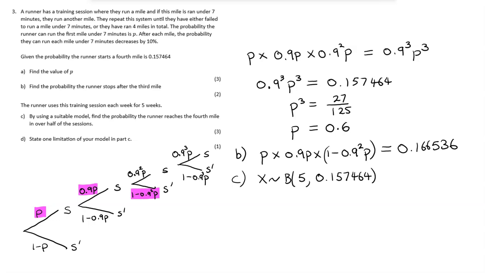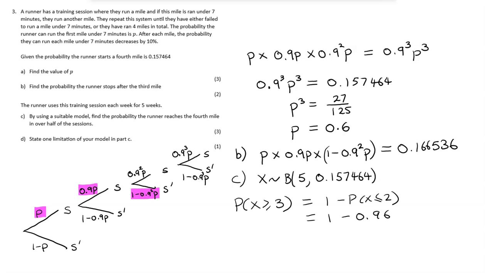Now, if we want to find the probability they reach the 4th mile in over half of their sessions, well, that would mean that out of the 5, they would need to be successful in 3 or more of those sessions. Okay, if you succeed in 3 out of the 5, that's more than half. Same with 4, same with 5. So to work out the probability of being 3 or more, you work out 1 minus the probability of being 2 or less.